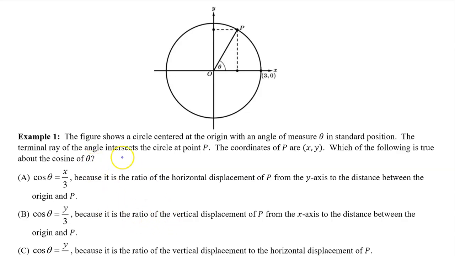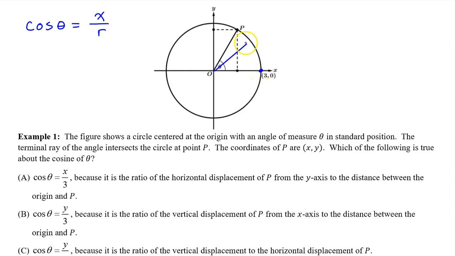Before I read any of the options, let's remember the definition of cosine. The cosine of theta is x over r. That's the horizontal displacement divided by the distance from the origin. The question is, do we know any of these variables? Well, we do, because they gave us the coordinates of this point right here, 3, 0. That tells us that the radius of this circle is 3.